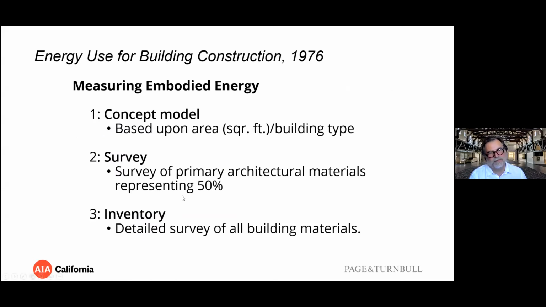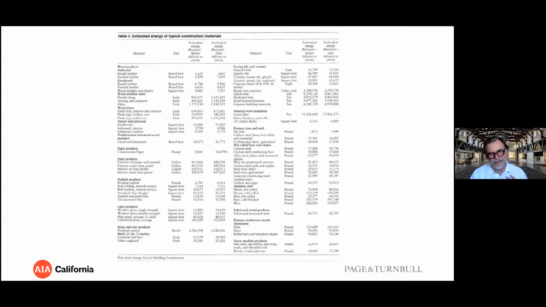And that's kind of what they were finding, and what they added into the survey model is this survey of primary architectural materials, mostly structure, systems, and enclosure. And then if you really wanted to get into the weeds, you could do a detailed survey of all the buildings. And they spent time with early life cycle assessment type mechanics to collect information about what goes into building all the different various building materials.